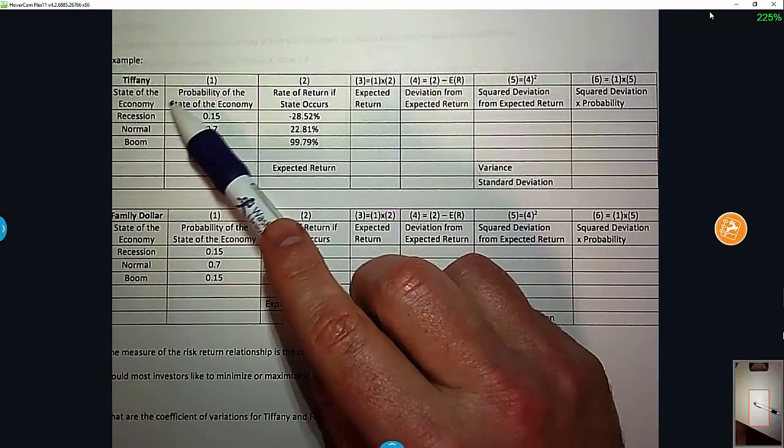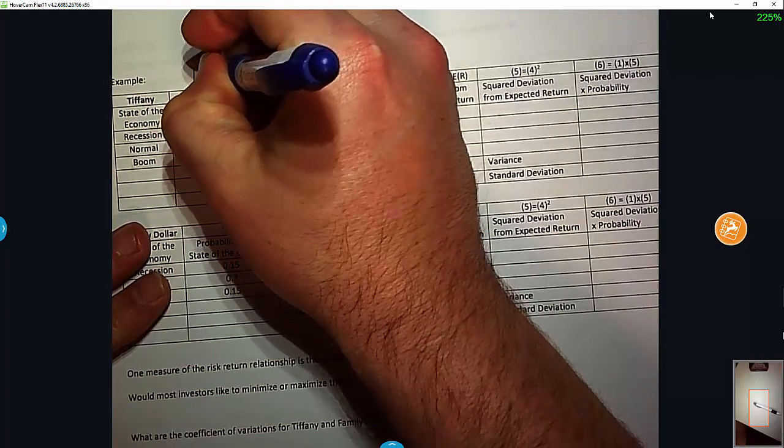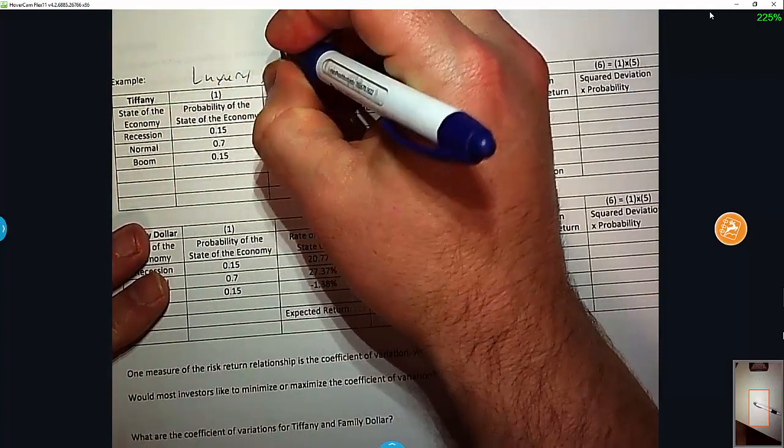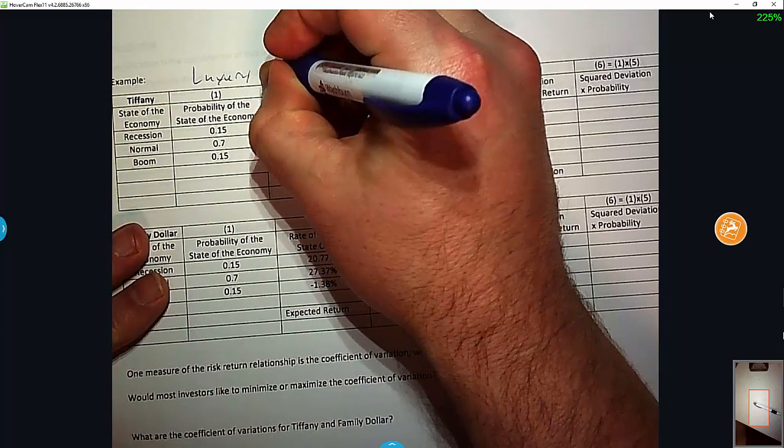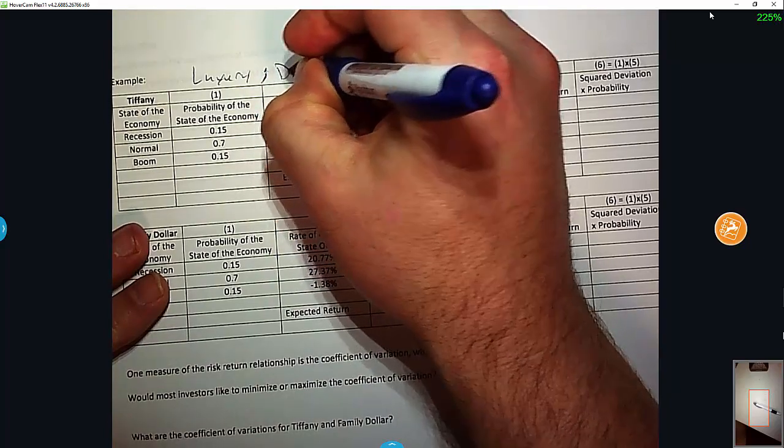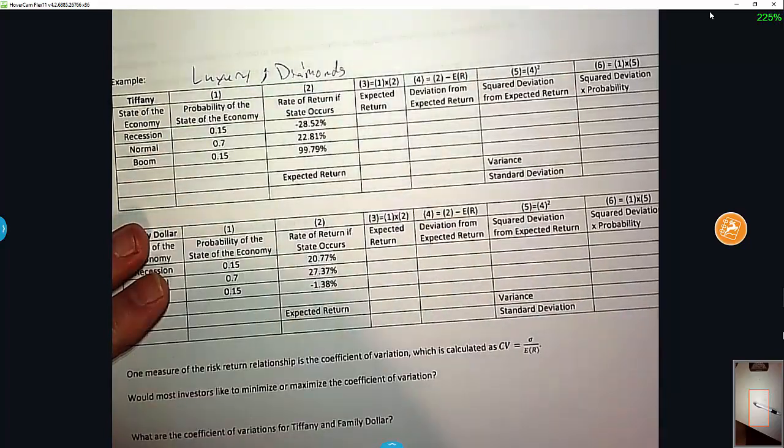So in this case, it's Tiffany. Tiffany is a luxury company. They're known for selling diamonds, and other very expensive things.